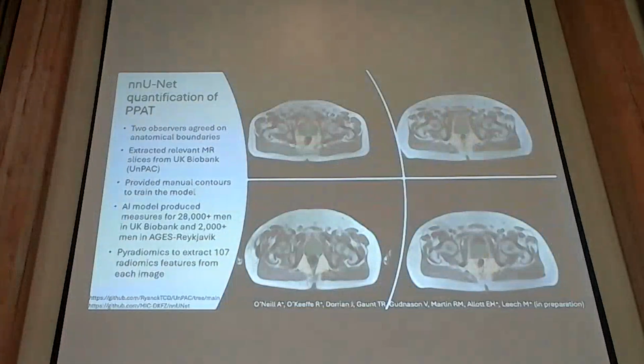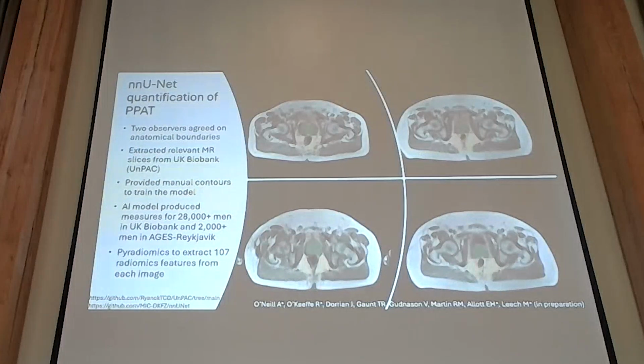So that was our first challenge: how are we going to quantify these adipose tissue depots in this large number of men? And so we had to do it through AI. These were co-investigators at Trinity College in Dublin who trained an nnU-Net model by inputting manual contours, to train the model using these whole body MRs from UK Biobank.